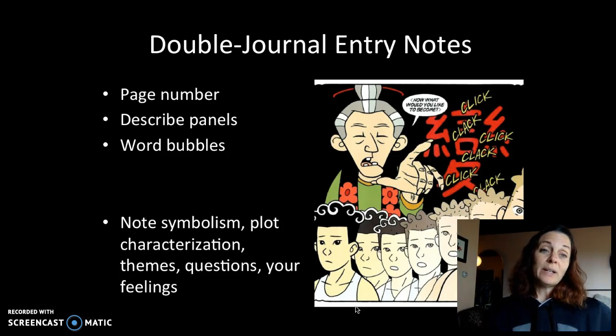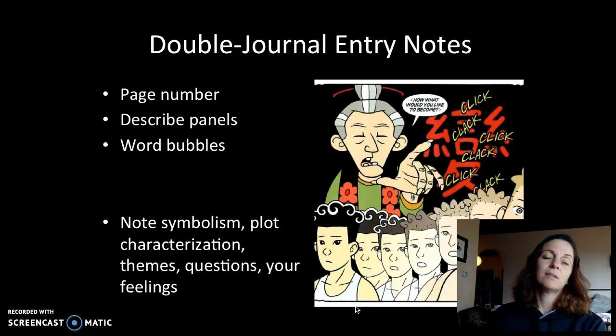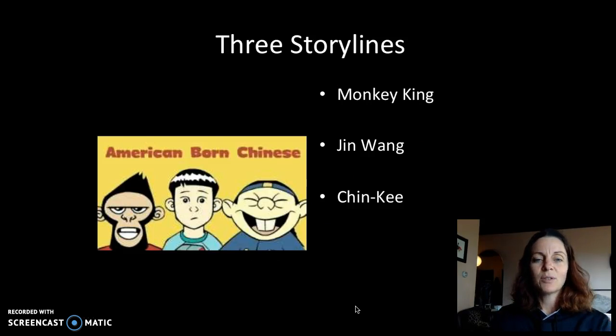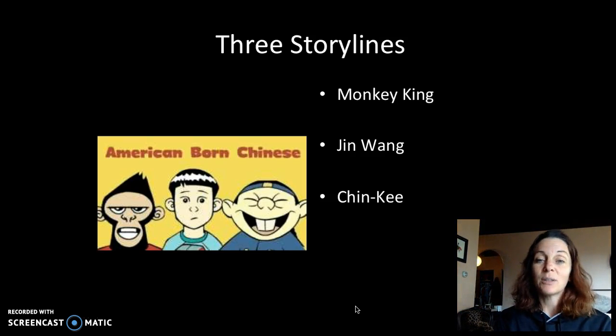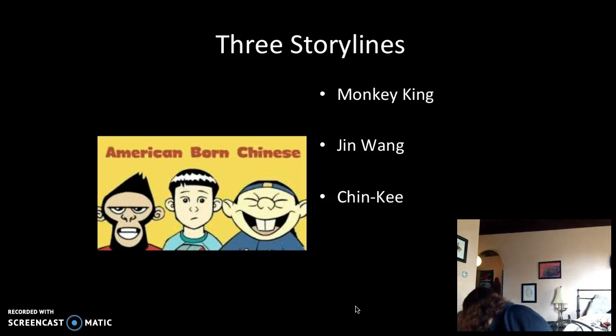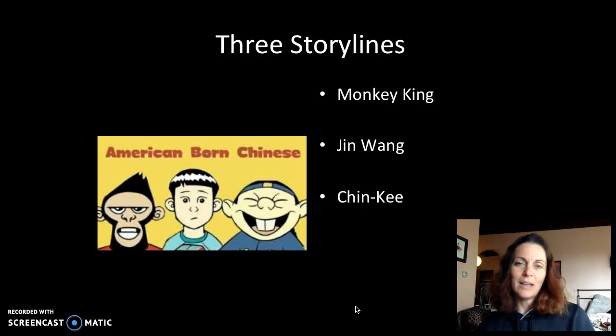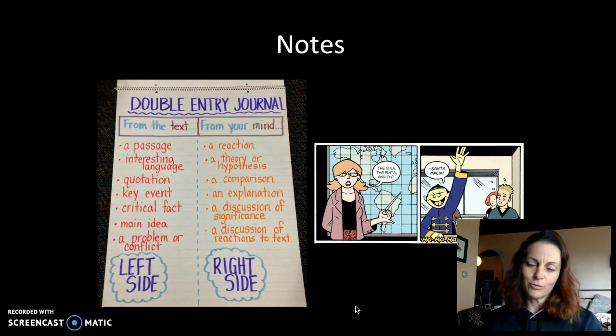Okay, so what should you do when you're reading this? Make sure you take notes and write down page numbers, describe the panels. You can take notes on symbolism, the plot, characterization, and your feelings about the frames. So remember in the story there are three storylines: the Monkey King, Jin Wong, and Chen Qi. You're going to follow all three of those together. Just a second. And then make sure you take your notes in a double journal entry as you go through.